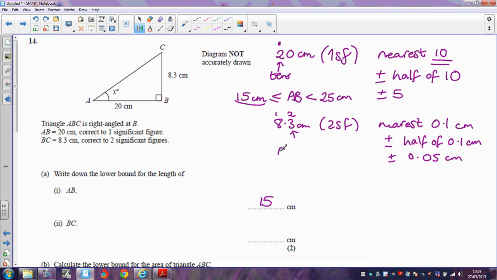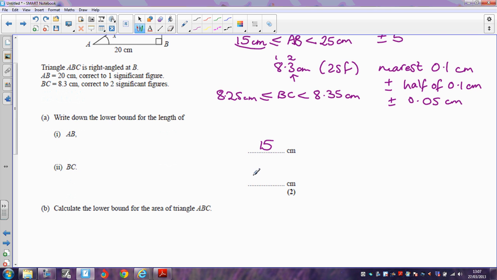So for BC, to find the upper and lower bounds, we are going to add and subtract 0.05 centimetres to 8.3 centimetres. So 8.3 centimetres plus 0.05, that's going to give us the upper bound, which is 8.35 centimetres. And then to find the lower bound, we do 8.3 take away 0.05, well that's 8.25 centimetres. So they want us to write down the lower bound for the length of BC. That's going to be my 8.25 centimetres.